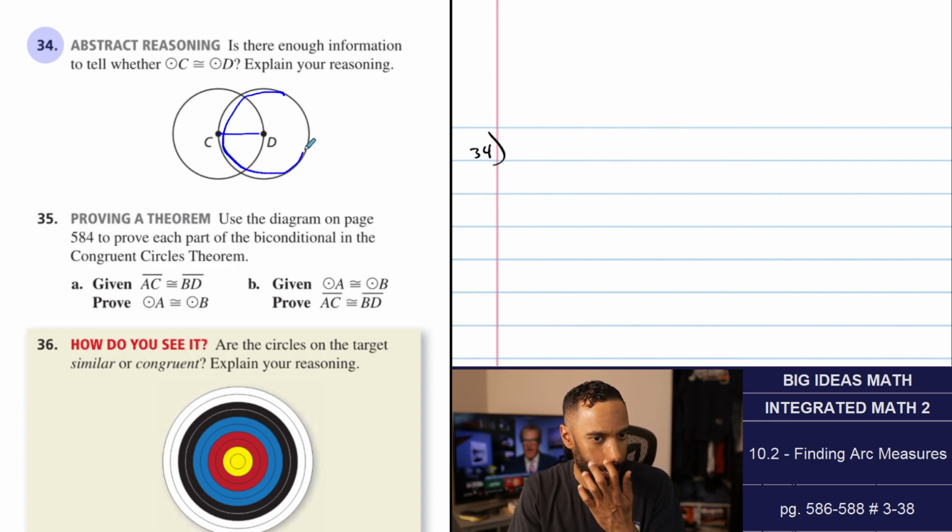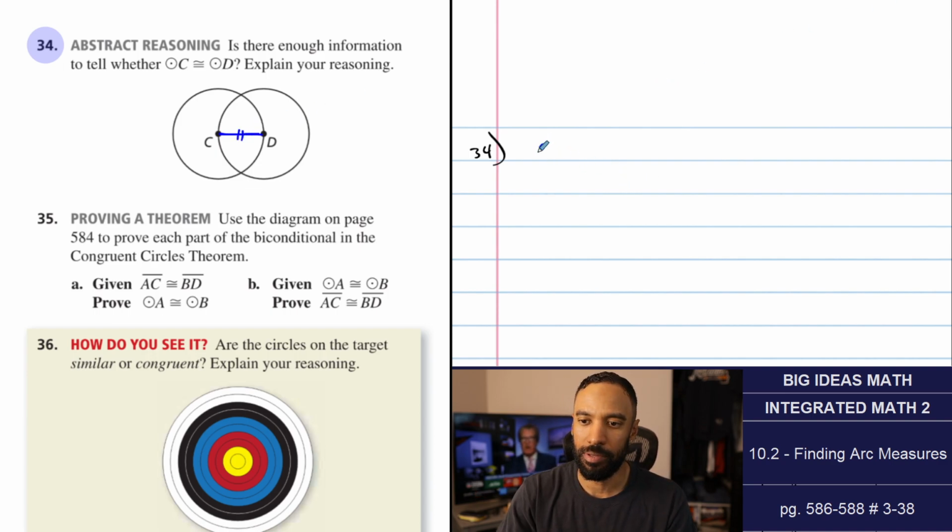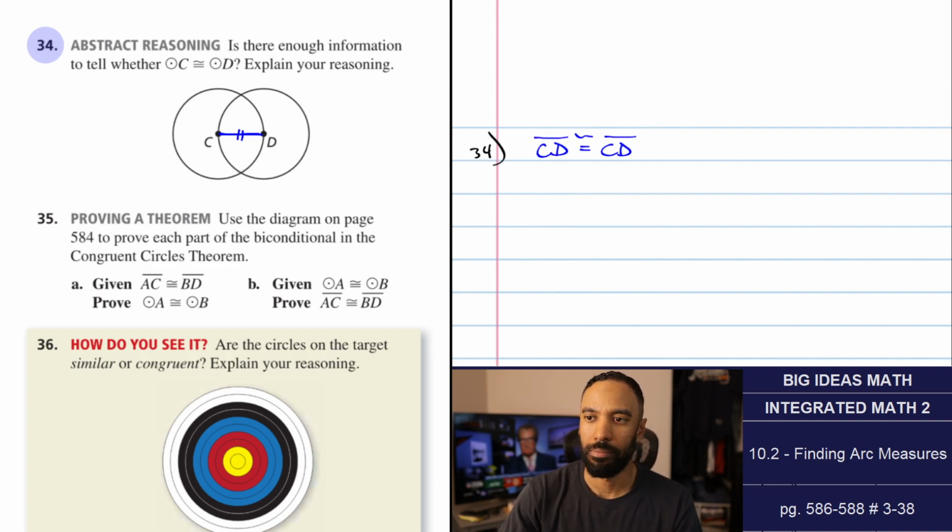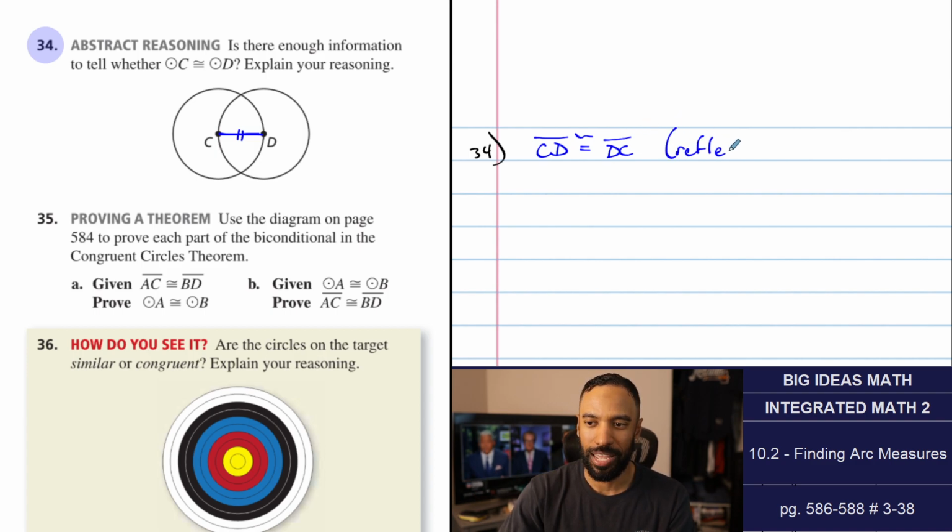D also has the radius that goes right here as well. So they share the same radius, that segment congruent to itself, if you will. So yes, segment CD is congruent to itself. Let me actually say DC on the other one. So from center to edge and from center to edge by the reflexive property. I don't know if that kind of works there.